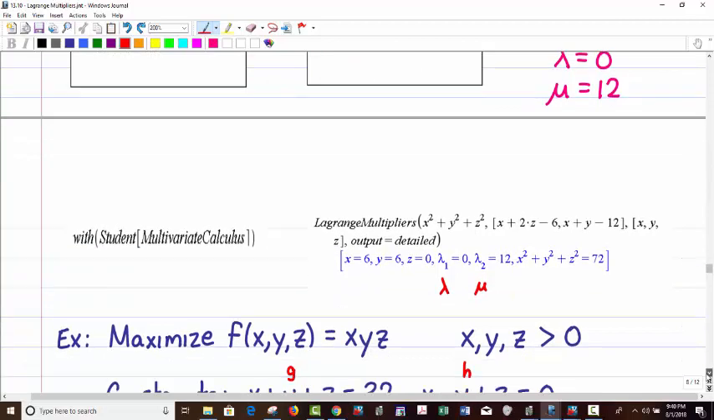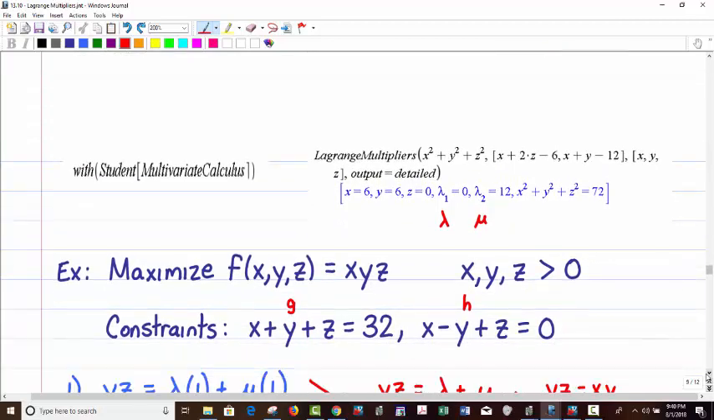And there's the Lagrange multipliers in Maple. Maple does not distinguish between lambda and mu. It just distinguishes them as a lambda 1 and a lambda 2. And then here's the 72, showing that that's the maximum value. So this time I did have the output equals detailed.